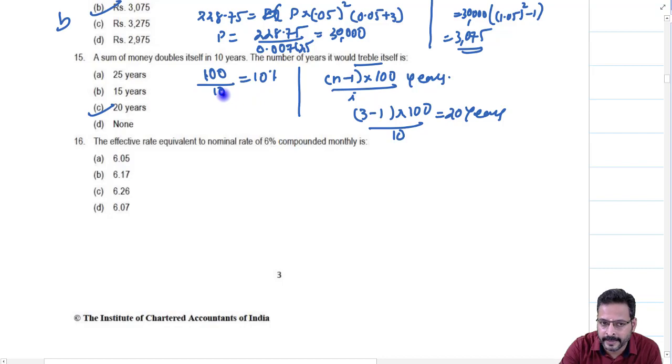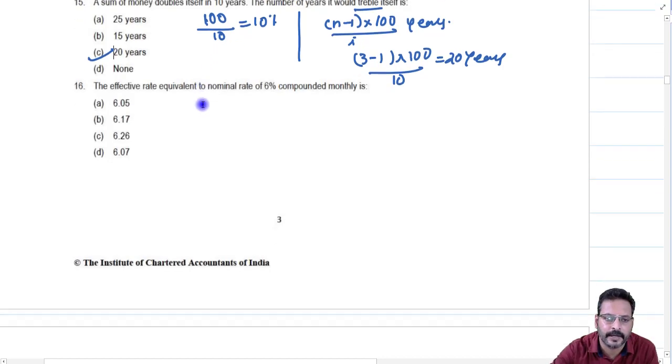So if in a given question we know that it is simple interest, then a sum will be double. If years is given, then 100 divided by number of years will give the rate of interest. If interest is given, 100 divided by the rate will give the number of years. Then under simple interest, a sum will become n times. We can use the formula (n minus 1) into 100 divided by I. Using the formula, we shall get the answer as 20 years.